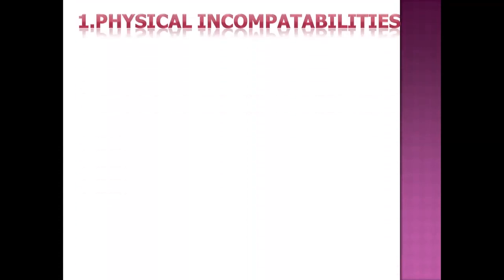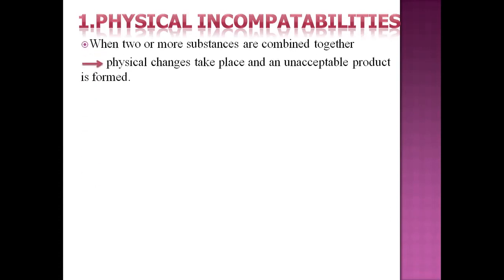First, physical incompatibility. We said physical incompatibility means there is a change in the physical state of the matter. Something that's soluble becomes insoluble, something that is insoluble becomes soluble, something that is solid changes to liquid. These are all changes in the physical state of the molecules or in the physical state of the drug, resulting in physical incompatibility. Okay? When two or more substances are combined together, physical changes take place and an unacceptable product is formed.